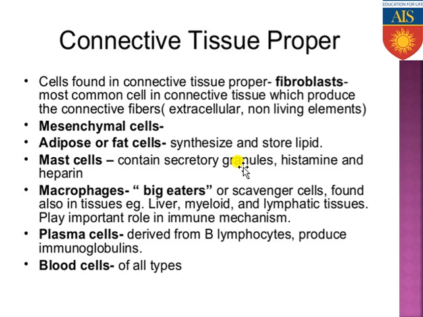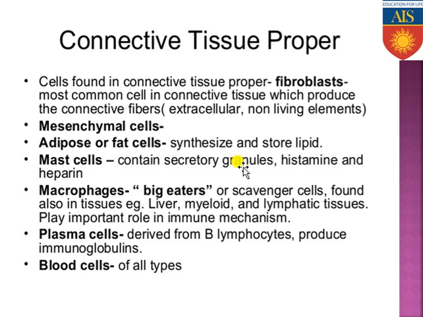Mesenchymal cells are also there, because these cells are the modified form of the mesodermal cells, and they are also present in the extracellular matrix, forming the structure of the connective tissue. Adipose or fat cells are also present. Keep in mind, these cells are responsible for synthesis and storage of lipid or fat, and they are also present in the extracellular matrix.